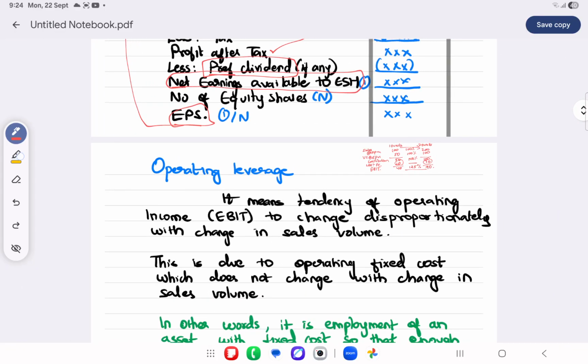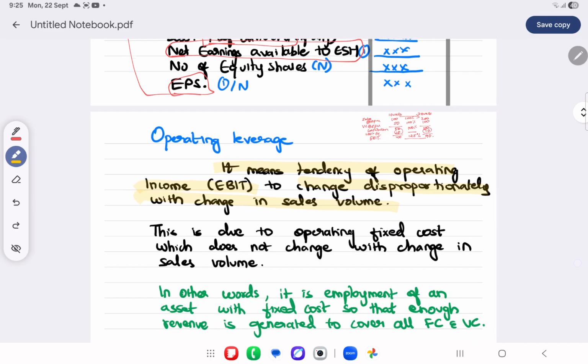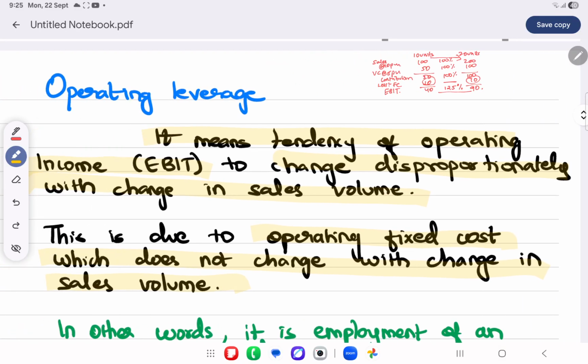What is operating leverage? It means the tendency of operating income to change disproportionately with the change in sales volume. Why is it so? Because operating fixed cost does not change with the change in sales volume. Because our fixed cost is not changing, we have a disproportionate change in EBIT.